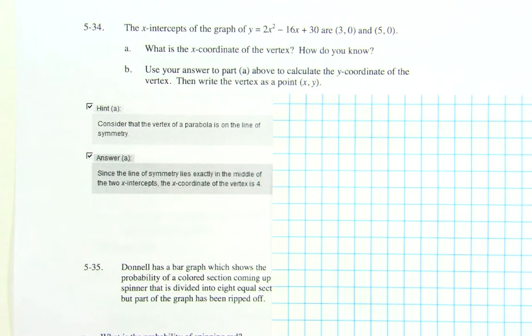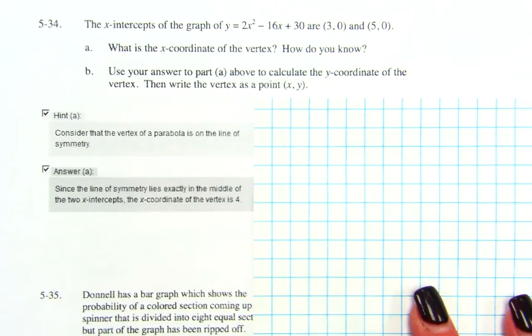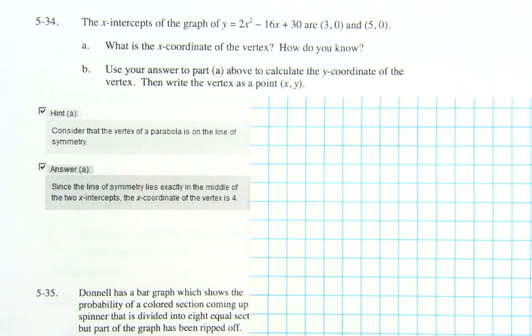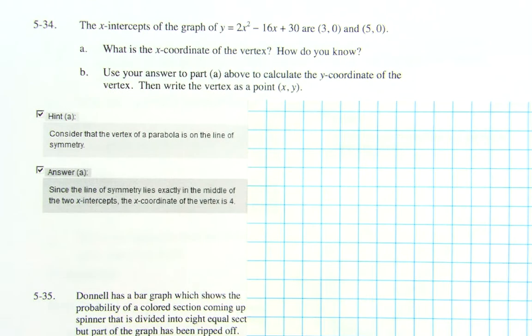Okay, we're in Math 2, and for this session we're only going to do numbers 34, 35, and 36 of Chapter 5. The first one, number 34, says the x-intercepts of the graph y equals 2x squared minus 16x plus 30 are (3, 0) and (5, 0). What is the x-coordinate of the vertex, and how do you know? Remember, the vertex is the point either at the very bottom or all the way at the top. The parabola is going to have a minimum or a maximum.